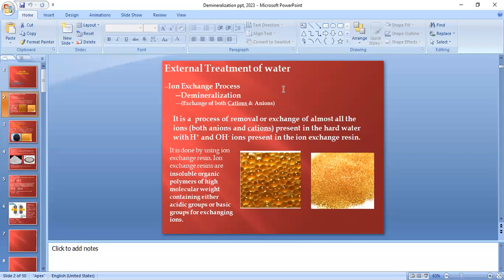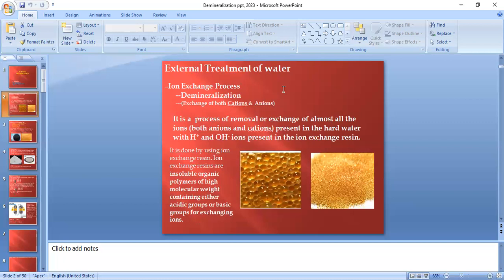Because of the presence of certain salts which cause hardness, it may give rise to various boiler troubles, namely scales and sludges, priming and foaming, caustic embrittlement, and boiler corrosion. Hence, there is a need to go for conditioning of water. There are two types of conditioning: internal conditioning and external conditioning. Internal conditioning takes place inside the boiler with the help of boiler compounds.